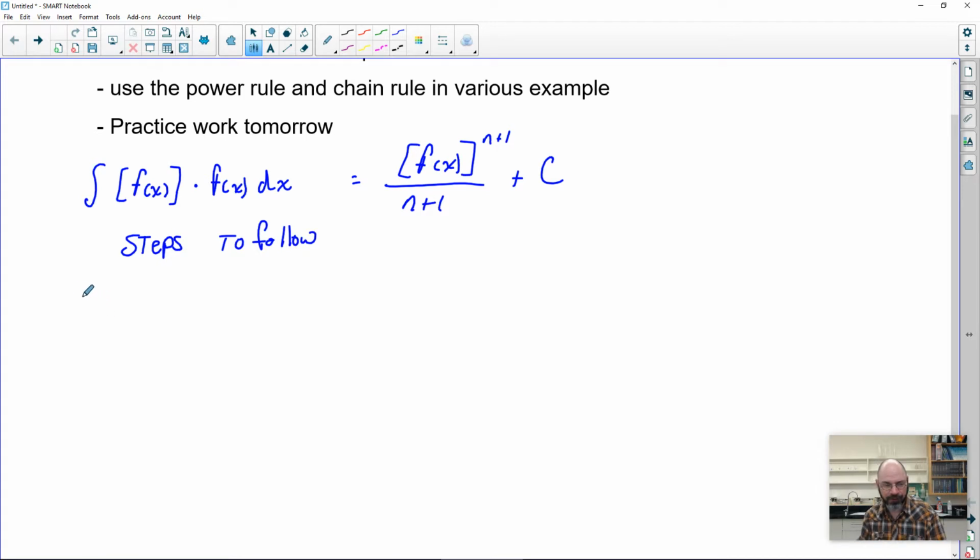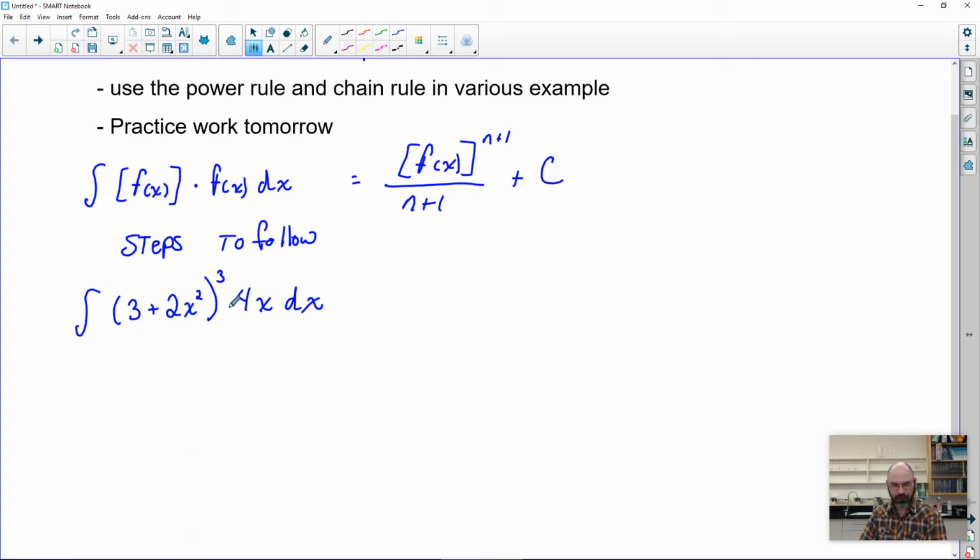Okay, so now let's say we take the integral of (3 plus 2x squared) to the power of 3, times 4x dx. Now sometimes the 4x is put out front. Sometimes it's put over here. It doesn't matter. So we can't really just integrate that like we normally would.